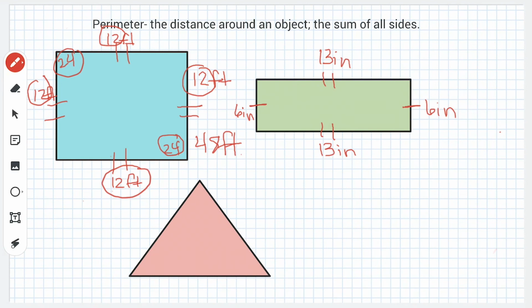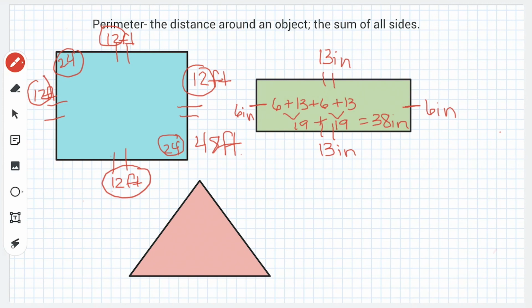So I have 6 plus 13 plus 6 plus 13. 6 plus 13 is 19, and 6 plus 13 is 19. If I add 19 plus 19, I get 38 inches. So the perimeter of this green rectangle is 38 inches.